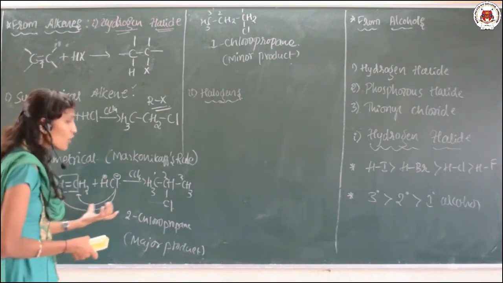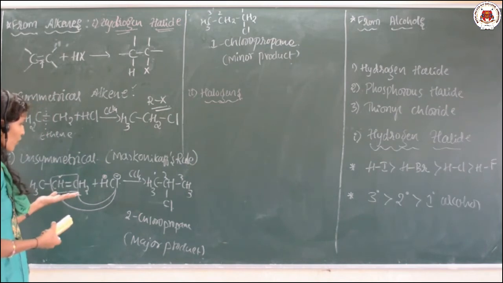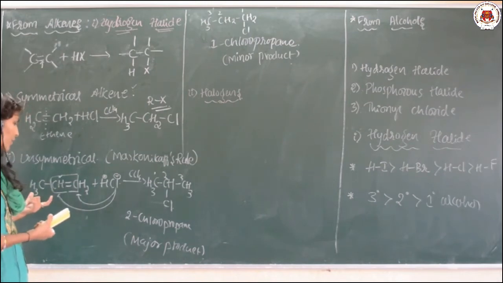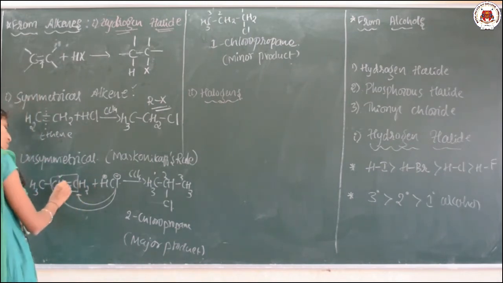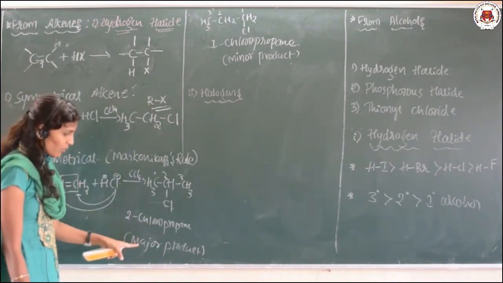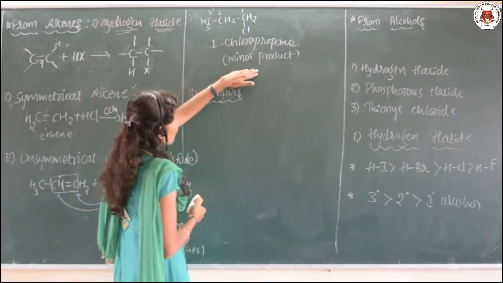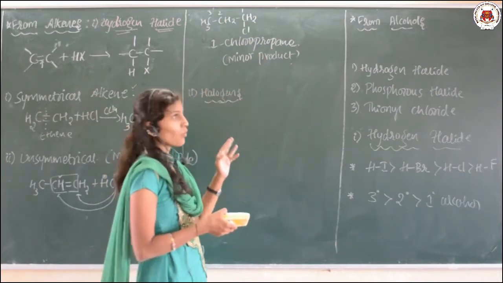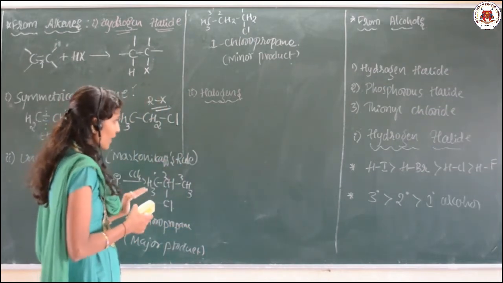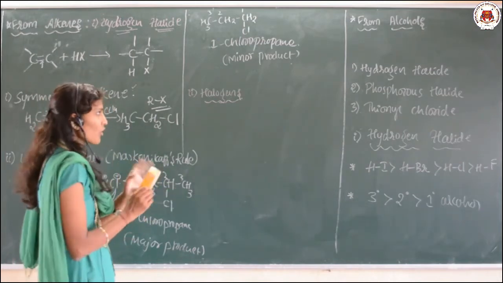If it is an unsymmetrical alkene, it will give us two products: one will be the major product, and the other will be the minor product. According to Markovnikov's rule, the negative part of the adding reagent should attach to the doubly bonded carbon which has the least number of hydrogens. So 2-chloropropane is one of the products, and it will be the major product. Another possibility is the formation of 1-chloropropane, and this 1-chloropropane is the minor product. This is how we can prepare haloalkanes by using the alkene and hydrogen halide. Okay, I hope you got it.